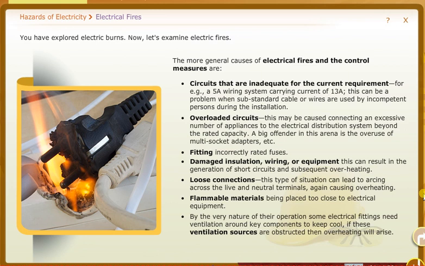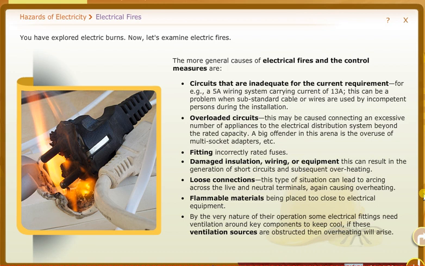You have explored electric burns. Now, let's examine electric fires. The more general causes of electrical fires and the control measures are circuits that are inadequate for the current requirement. For example, a 5 ampere wiring system carrying current of 13 ampere. This can be a problem when substandard cable or wires are used by incompetent persons during the installation.